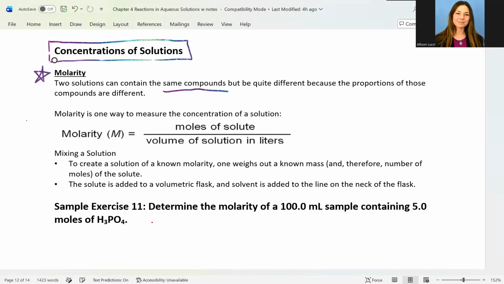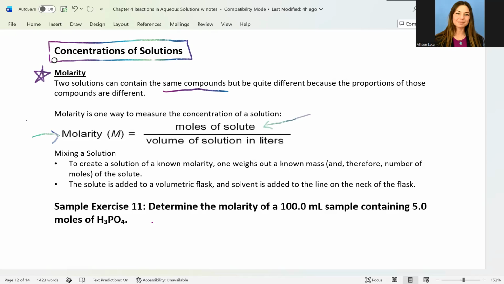But they can be very different if the proportions of, say, water as our solvent in an aqueous solution to the solute are different. So we can have varying levels of what we say are concentrations of solutions. And we refer to this unit as the molarity because we measure our concentration in moles of solute.